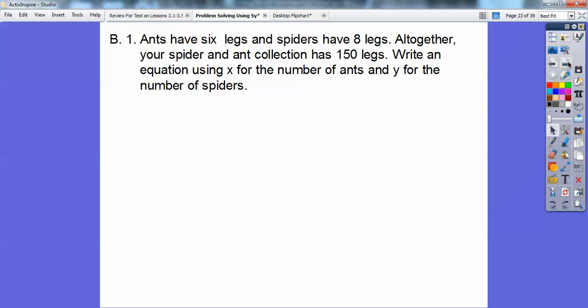So ants have 6 legs and spiders have 8 legs. Altogether, you have a collection of spiders and ants, and they total 150 legs.